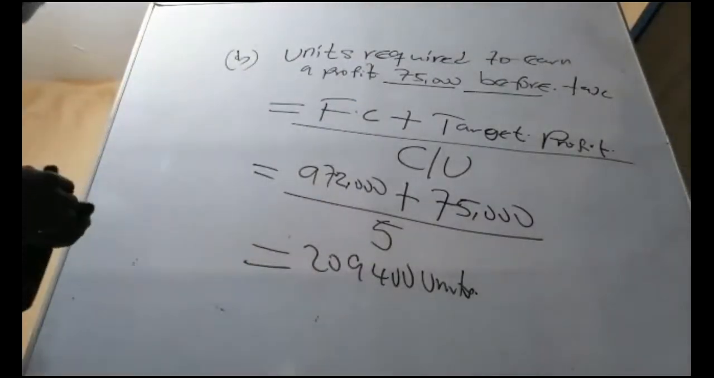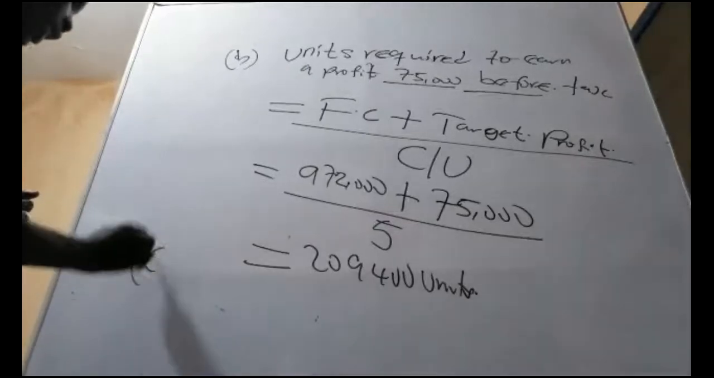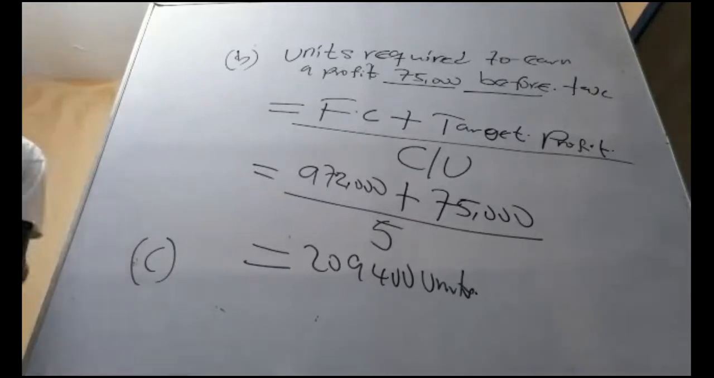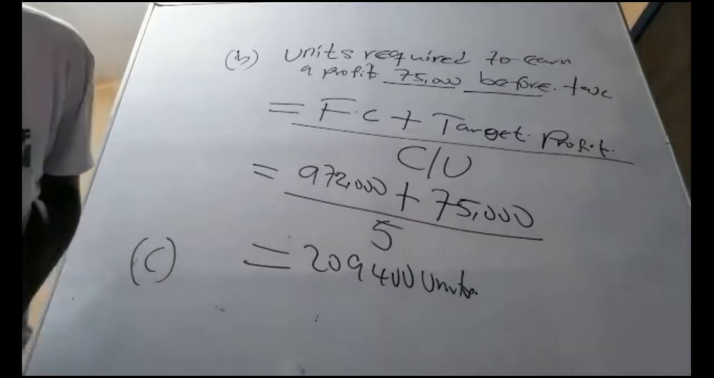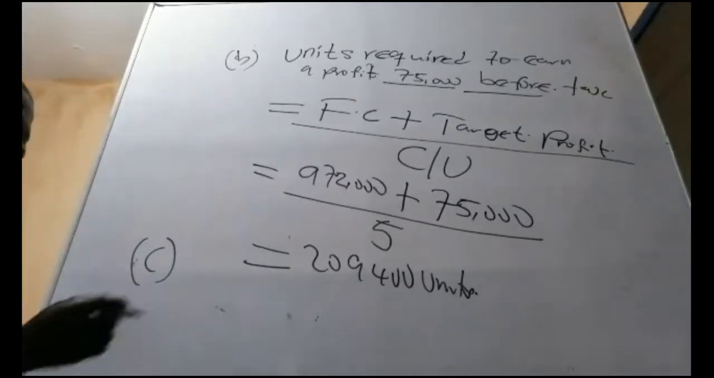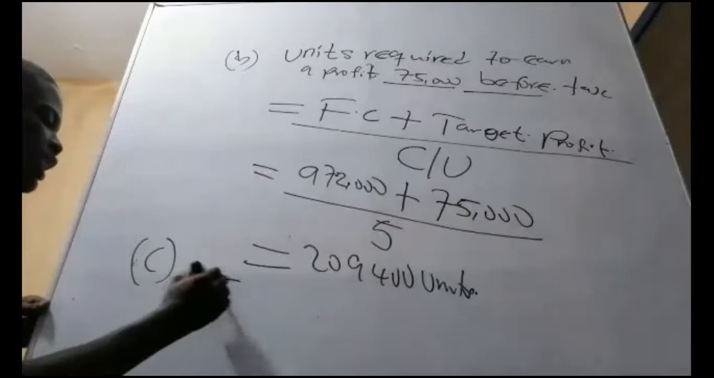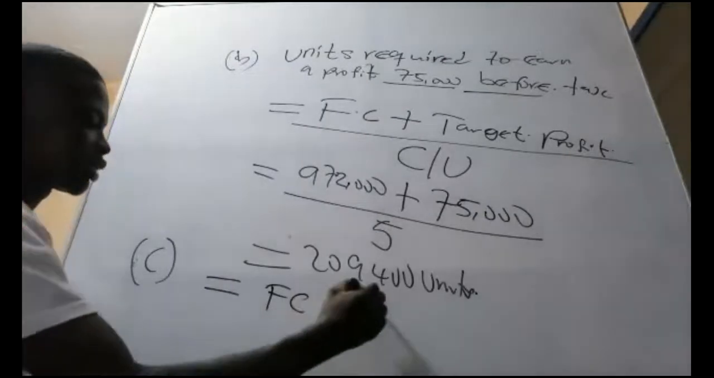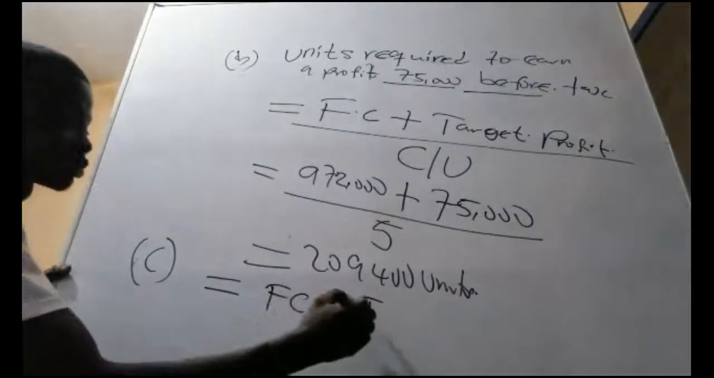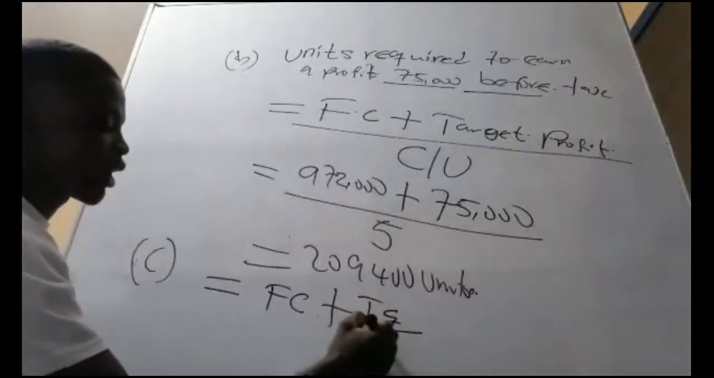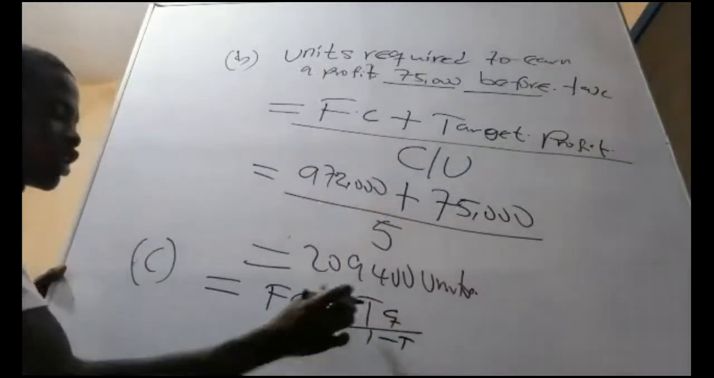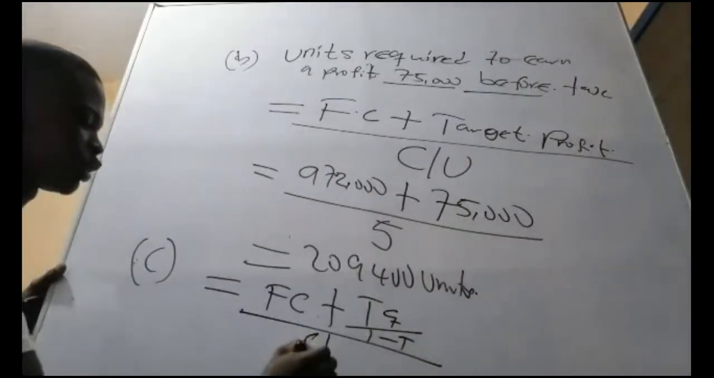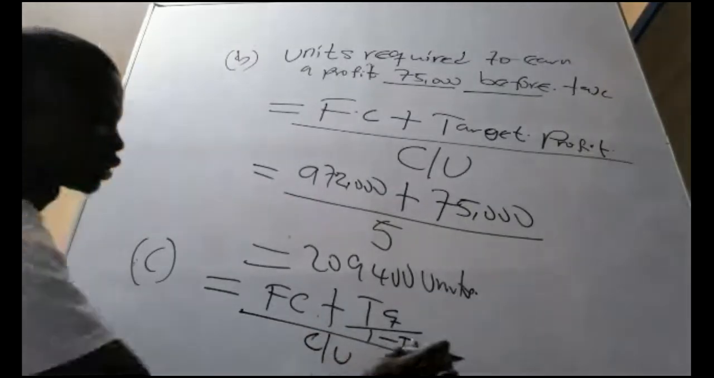I'm doing the C. They say after tax profit of 100,000. So you know, we have to gross it up. You have to gross the tax up. How do you gross the tax up? So for C, the formula will be like this: the fixed cost plus the target profit, divided by 1 minus the T, because what they give us is after tax, all divided by the contribution per unit.